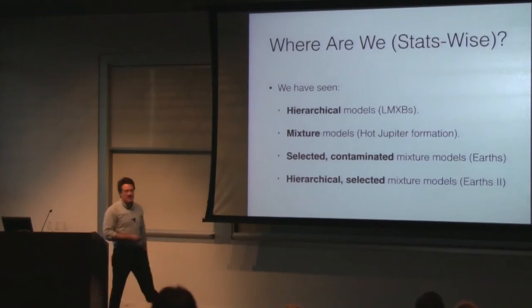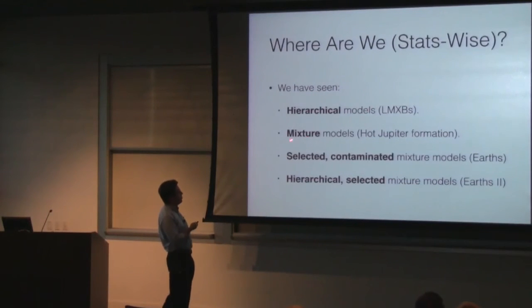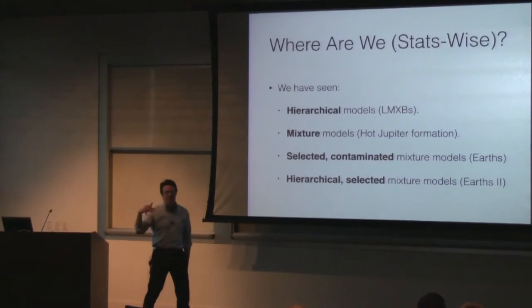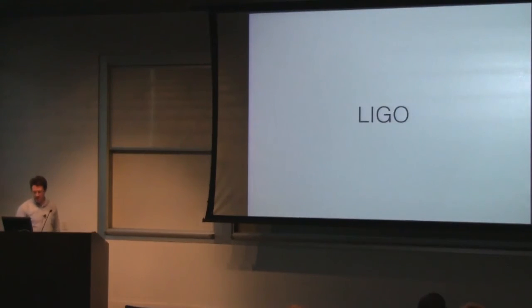Okay, so where are we stats-wise? Well, we've seen hierarchical models in analyzing the black hole mass distribution. We've seen mixture models in disentangling hot Jupiter formation. We've seen selective and contaminated mixture models in Earths. I skipped this slide, but you would have seen hierarchical selective mixture. So we're just adding up all of the various tips and tricks that I've mentioned through the talk.